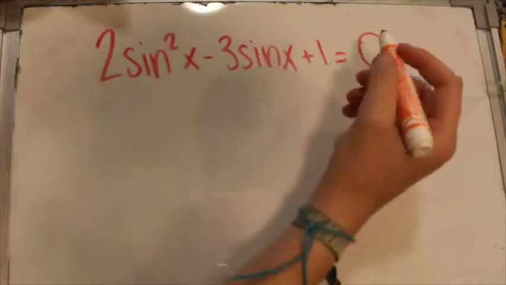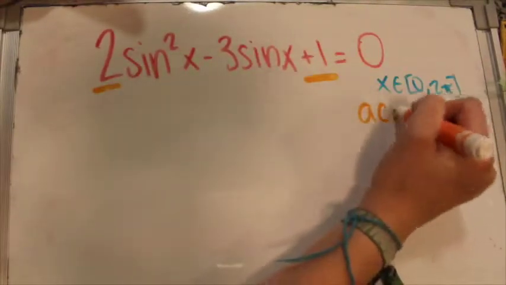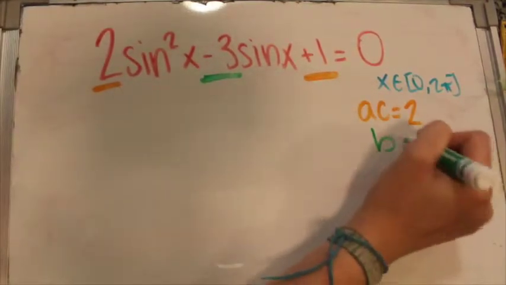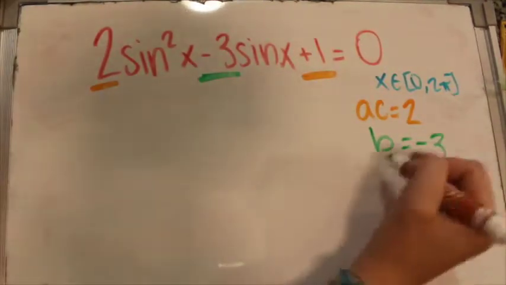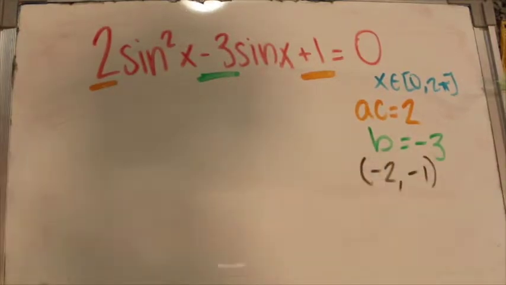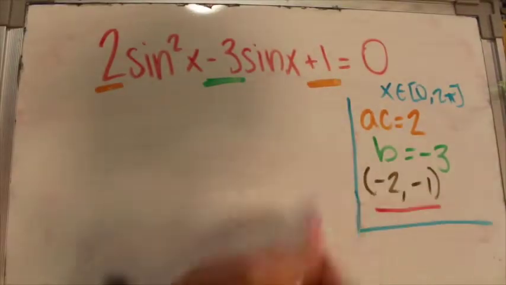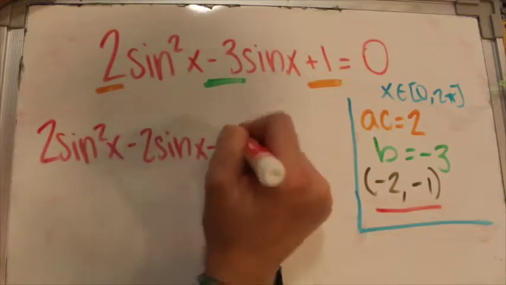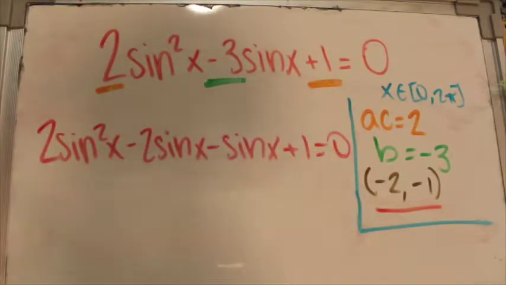Now, what do we have here? A quadratic. We can take our a and c values, which come out to 2, and our b value, which comes out to negative 3, to factor. Negative 2 and negative 1 are the values that multiply to 2 and add up to negative 3. So now we're going to use those values and rewrite our equation so we can factor.